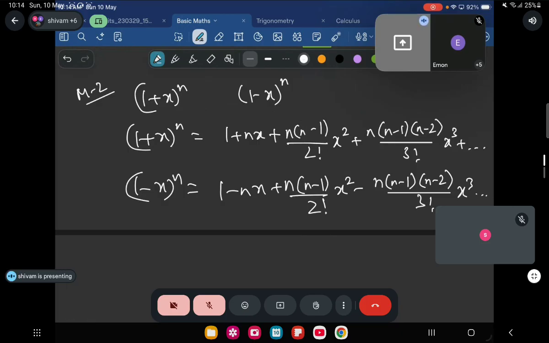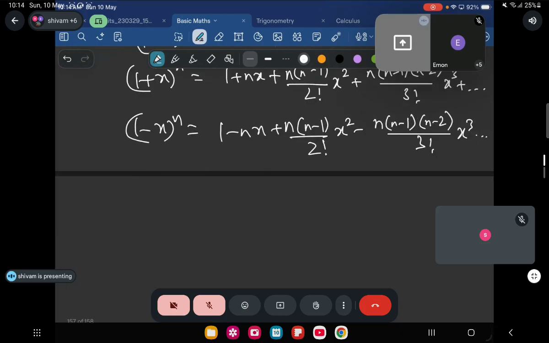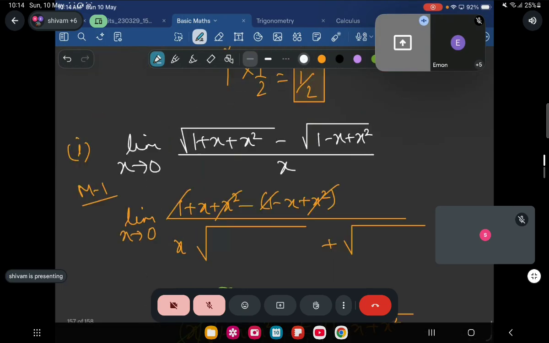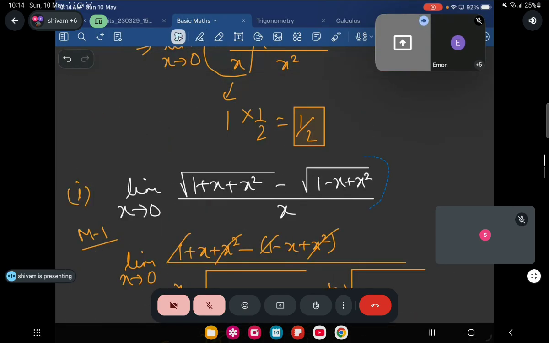Anyways, pay attention, everyone. So we have got this. We didn't use this earlier in any question. Now I'm going to use it. Let's see whether it works or not. Limit x tends to 0. If it does not work, I'll tell you why it won't work. Okay, limit x tends to 0. This is the expression, right?